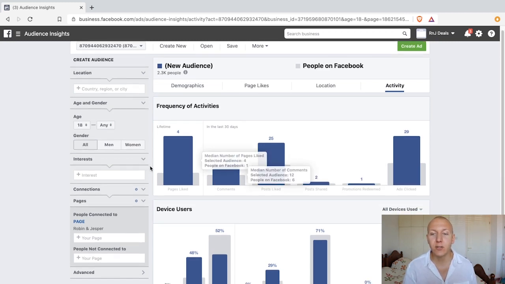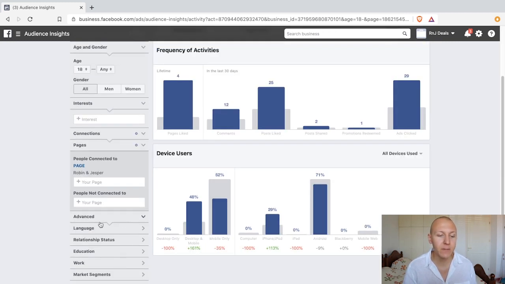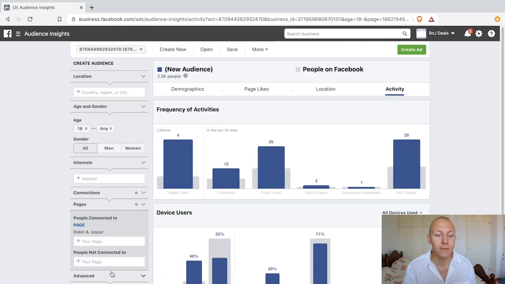Now finally, scrolling down to the left, we also have advanced features. We can look at things such as language, relationship status, education, work, market segment, politics, life events, etc. Nothing different from what we've already done with our core targeting. It's just that here we're using the analytical tools before actually doing the core targeting. So this is a fantastic tool to use.